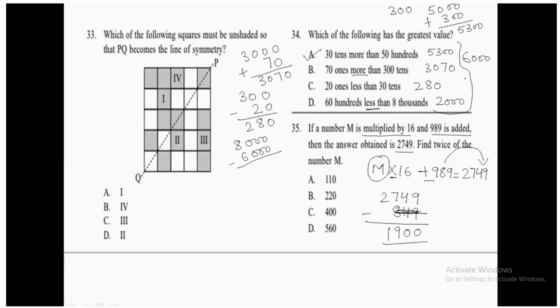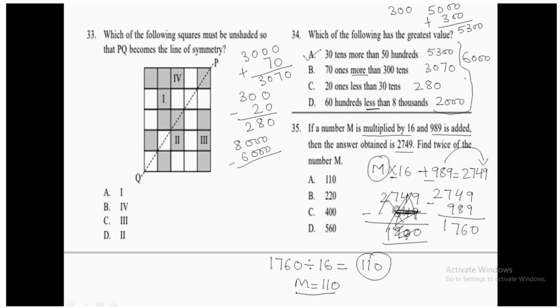This number is minus 989. If we are doing it, what are we getting? Minus 989. If we are subtracting it, we are getting 1760 only. Okay, which is 1760. Now the 16 is here in a multiplication form, so we need to divide this number, 1760, by 16. And when we are dividing this number by 16, we are getting 110. Okay, so what is the value of m? So m will equal 110 only, correct?